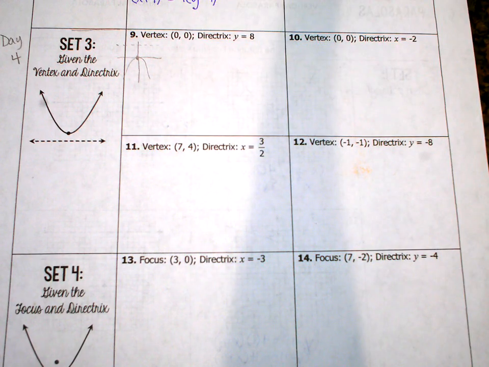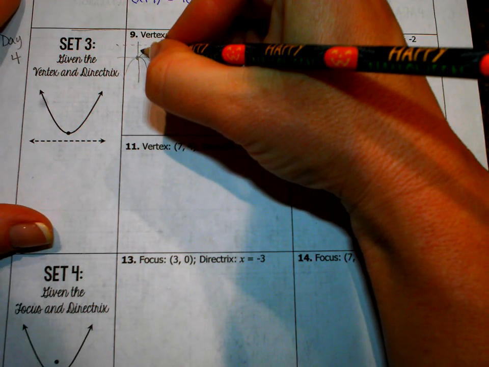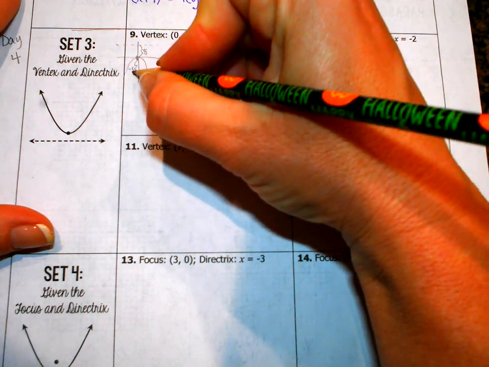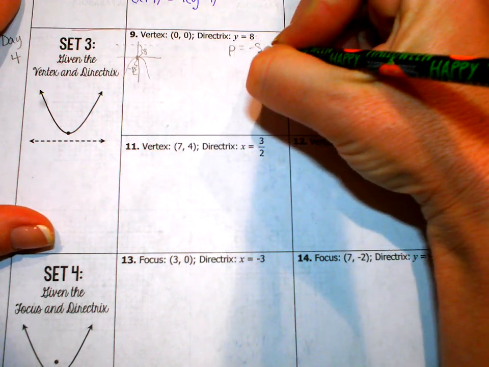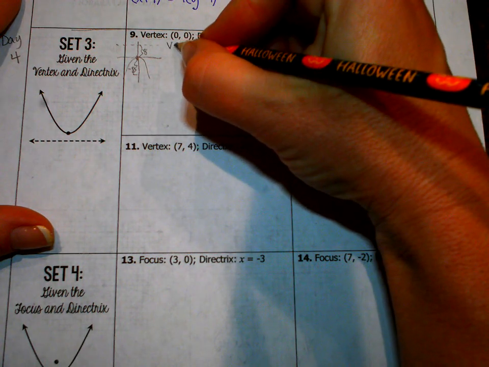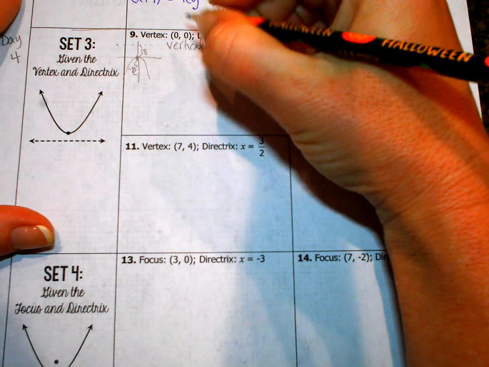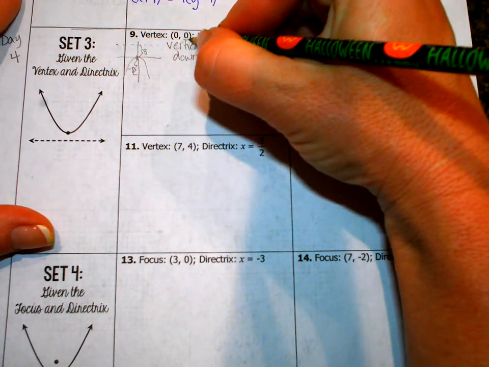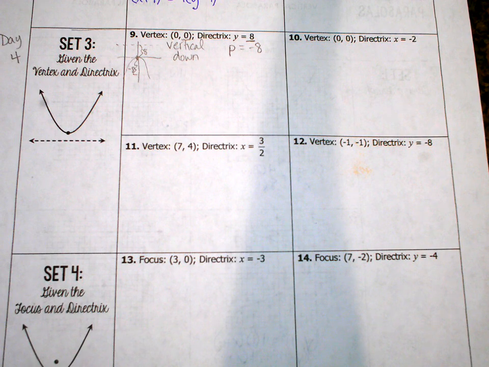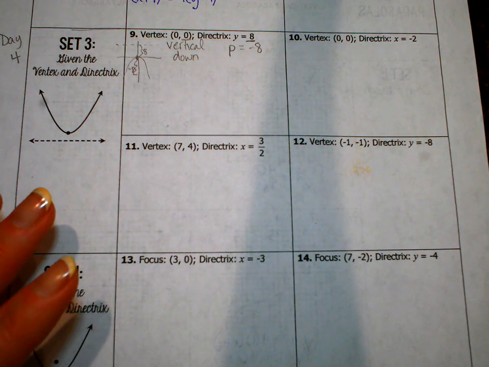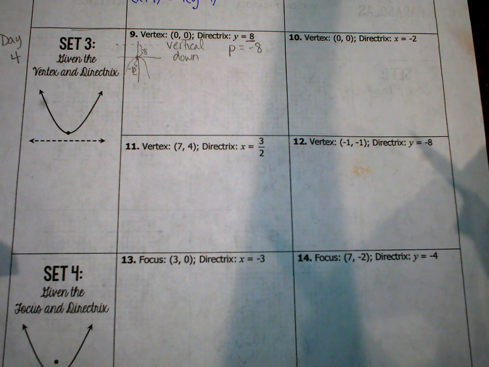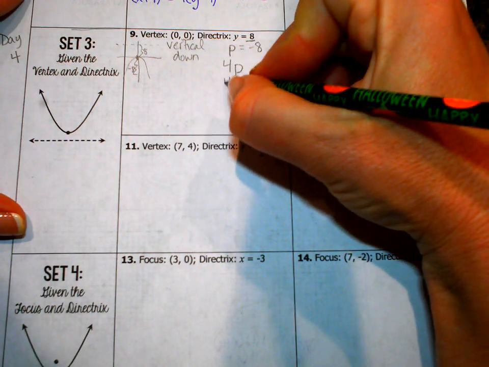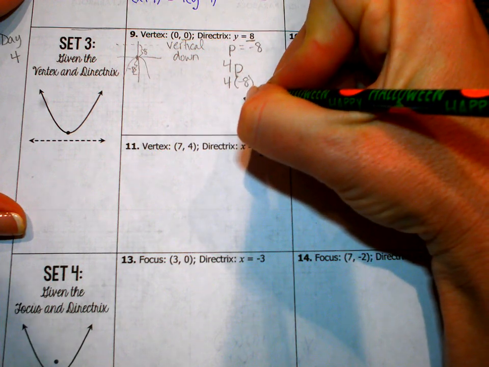Remember, my focus is in the middle. If this is 8 away, then this is, you guessed it, negative 8 away. My P is negative 8. This is a vertical parabola, and it's going downward. Notice that y equals 8, which means my y value is what I'm given, so I underline that. My vertex is 0, 0. My P is negative 8, so 4P is 4 times negative 8, which is negative 32.